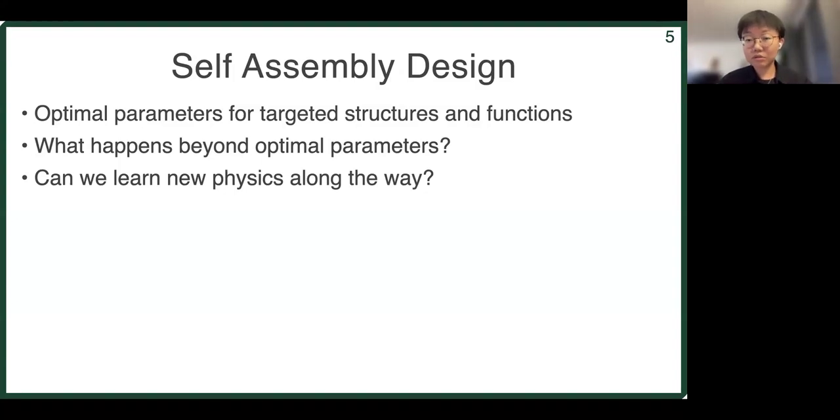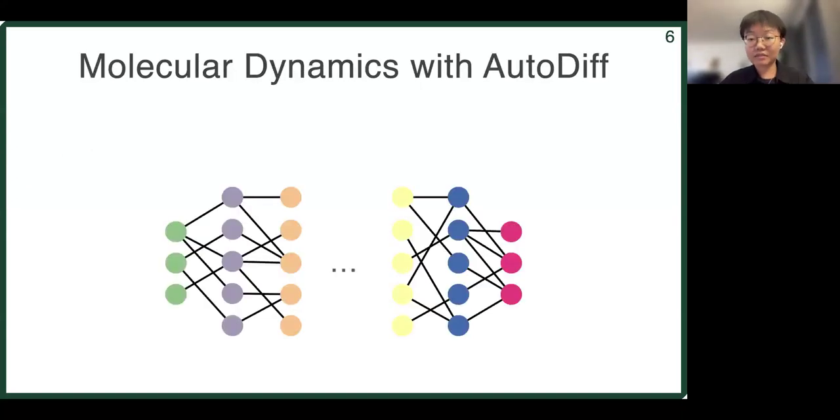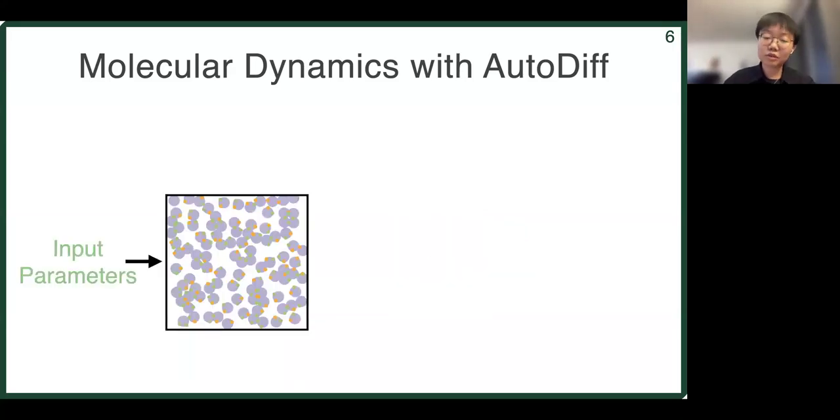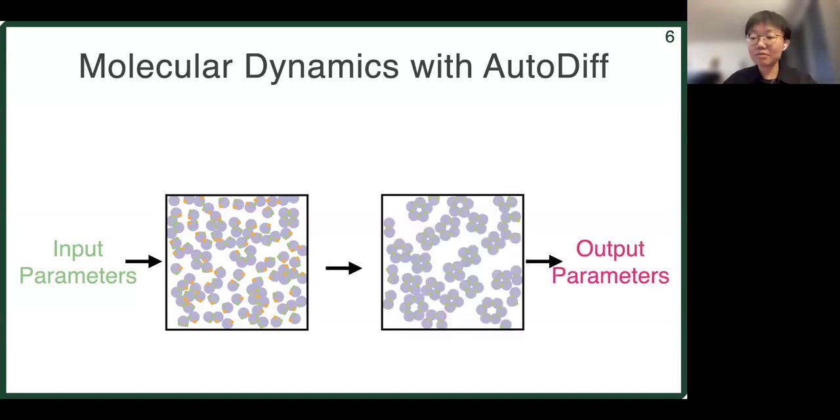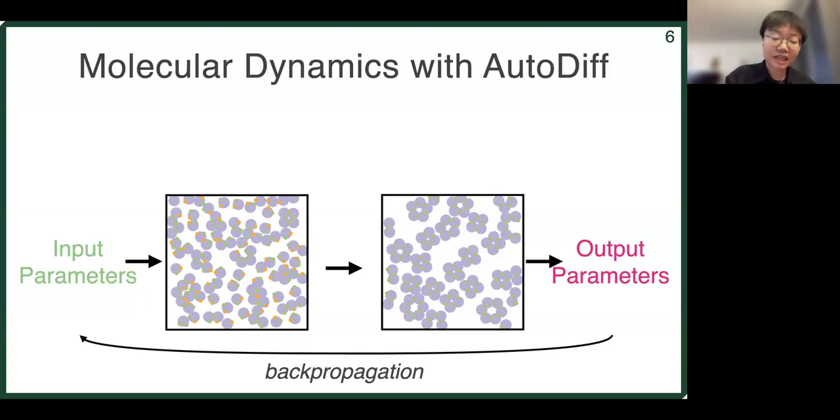So what are the tools I'm going to use for all this designing? The tool is something called molecular dynamics with automatic differentiation. Here you can see an illustration of a neural network. We're taking the tools from machine learning and artificial intelligence that allow us to train neural networks, but instead of a neural network, we replace it with a molecular dynamics simulation. Similar to a neural network, we have some input parameters, then we run an MD simulation, which has some output parameters, and then we measure how good our output parameters are, and we back propagate the whole thing.